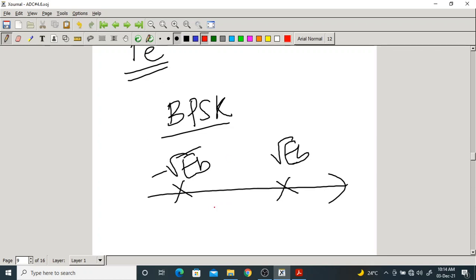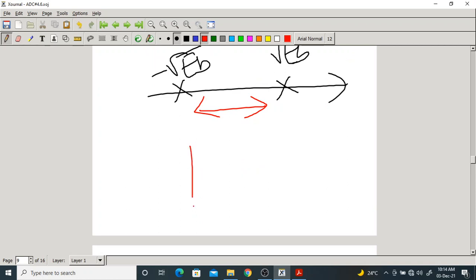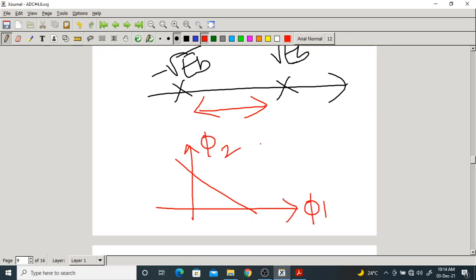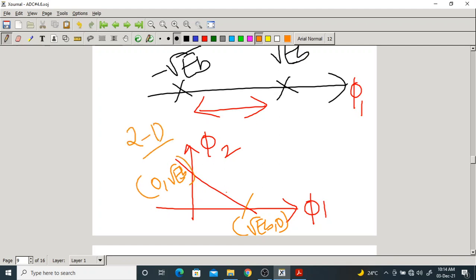So what about the distance between them? D12 is 2 times root Eb. Now BPSK is over. Now BFSK, it is 2 dimensional, phi 1, phi 2. It is 2 dimensional with the points root Eb comma 0 here and 0 comma root Eb here. It is 2 dimensional because we had two basis functions. What is the distance? Root of 2Eb.